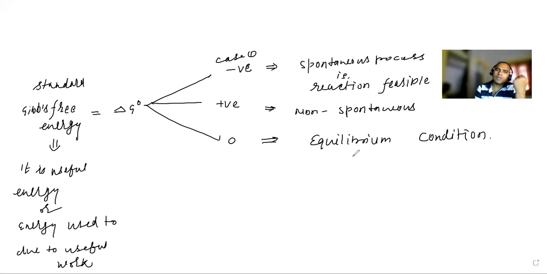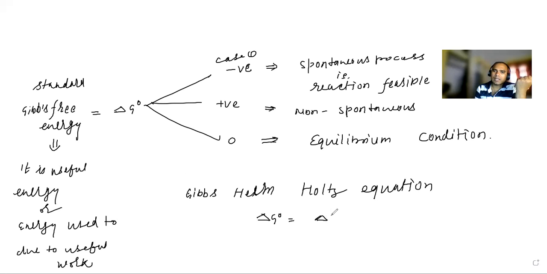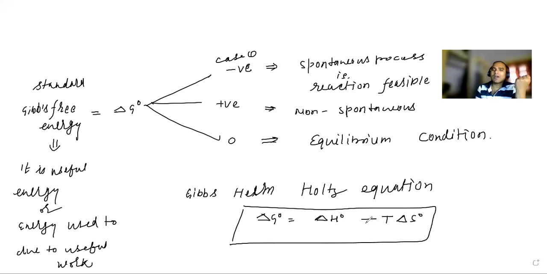Now the last day I told you about this equation, the Gibbs Helmholtz equation. This is there in your book. So what is this equation saying? Delta G naught is equal to delta H naught minus T delta S naught. Here delta means difference. Wherever the delta is there, it is going to be the difference.